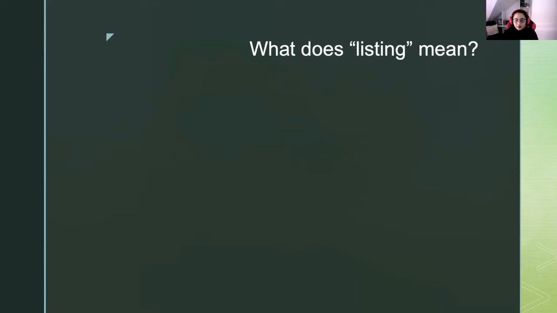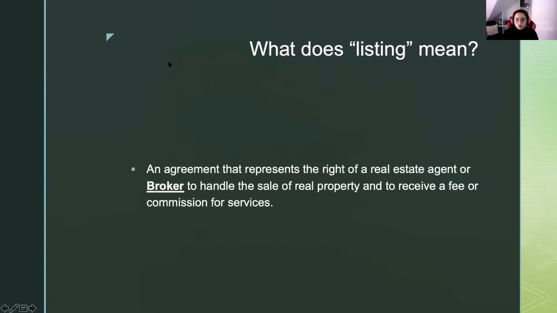Basically, a listing is an agreement that represents the right of a real estate agent or a broker to handle the sale of a real estate property, and to receive a fee or commission for services. So basically, when you say listing, you are giving the right to a particular person, a realtor or a broker, to sell your house on your behalf.